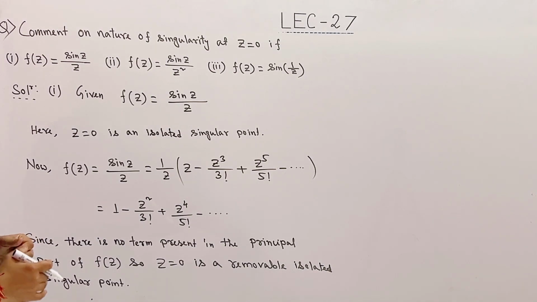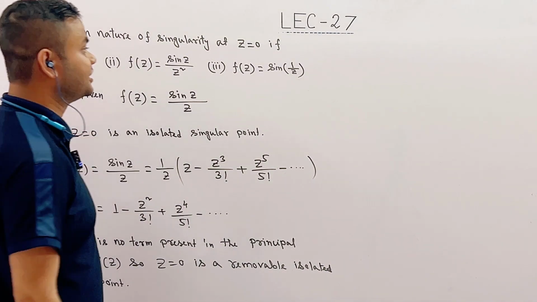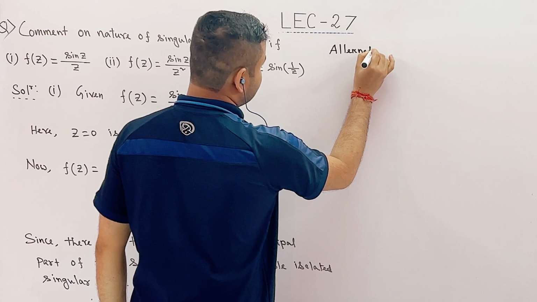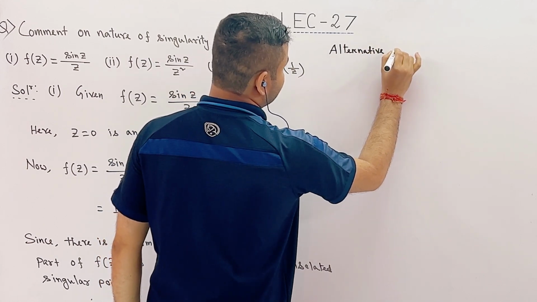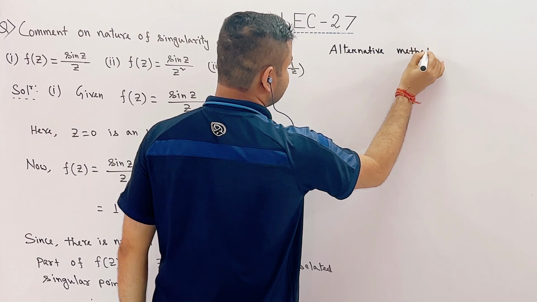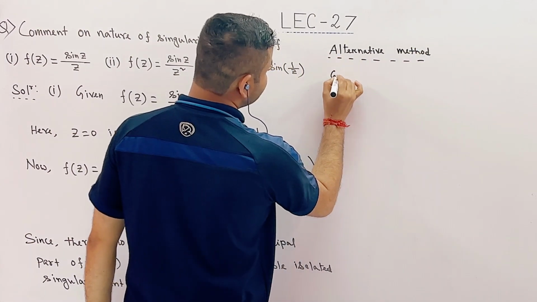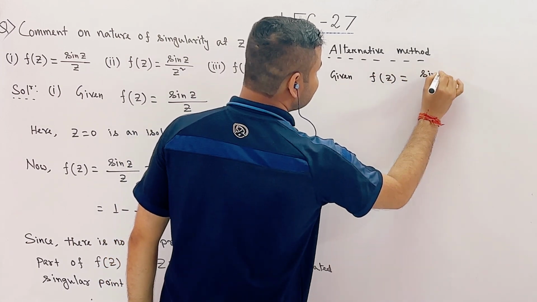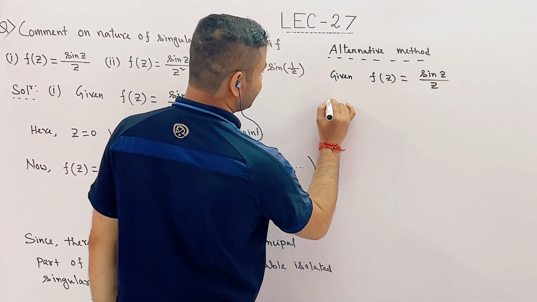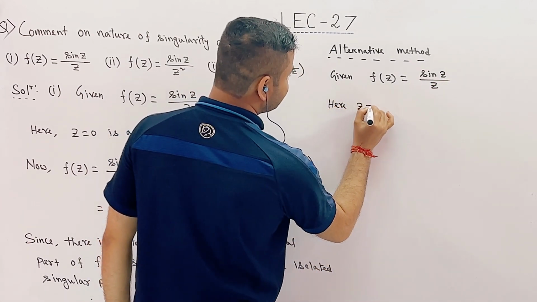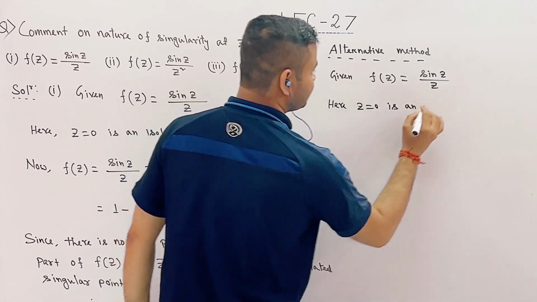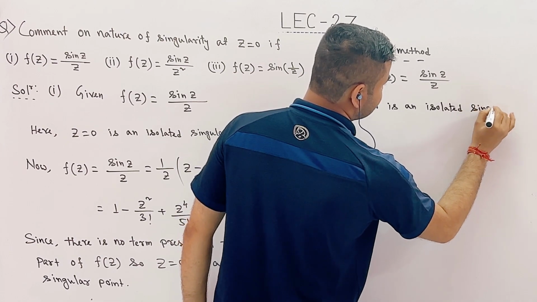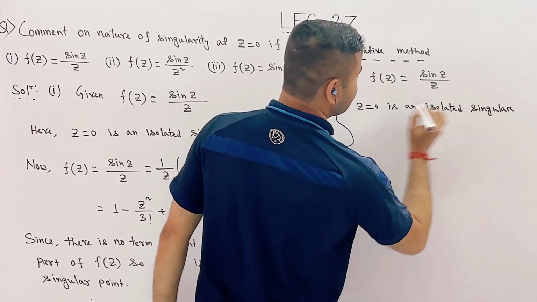Now, let us apply the second condition to check the nature of singularity. Alternative method. Given f of z is equal to sin z divided by z. Here z equal to 0 is an isolated singular point.